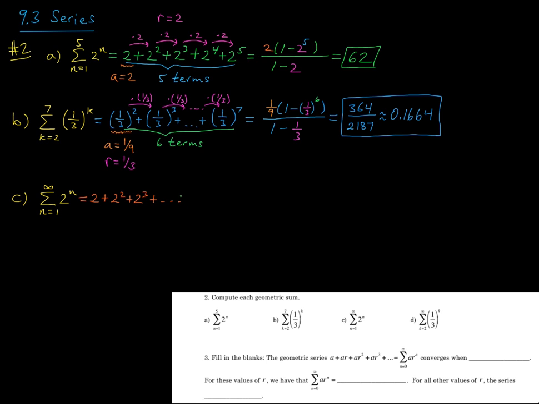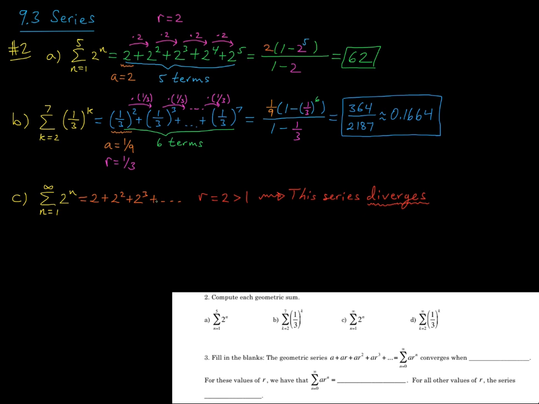Is this going to be a convergent sum? Is this going to give us something finite? The answer there is no. We argued in the last video that for a geometric series like this, we'll only have convergence provided the common ratio r is strictly less than 1 in absolute value. Now, r here is 2, and since 2 is more than 1, this series will diverge.